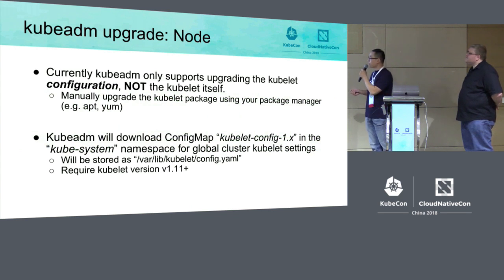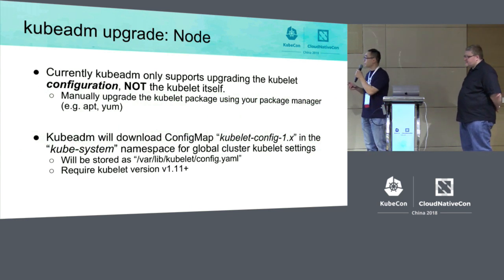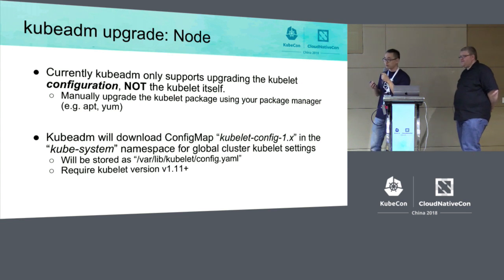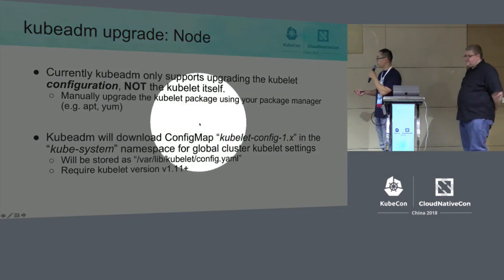And for the nodes, kubeadm won't help you upgrade the kubelet version, because this is done by your package manager. So if you want to upgrade the kubelet itself, you need to use your package manager, such as apt or yum, to perform the upgrade. But for the kubelet configurations, kubeadm will try to download the config map here.